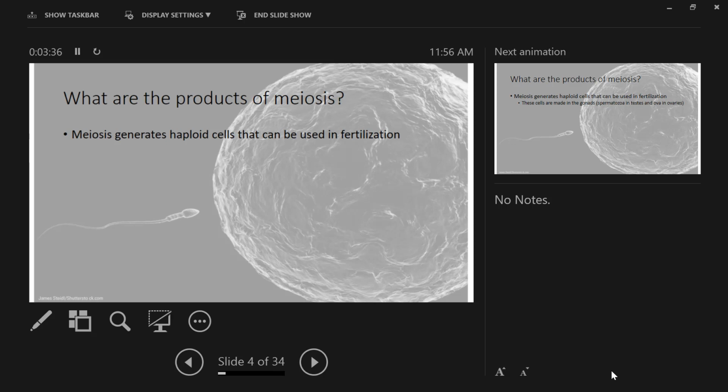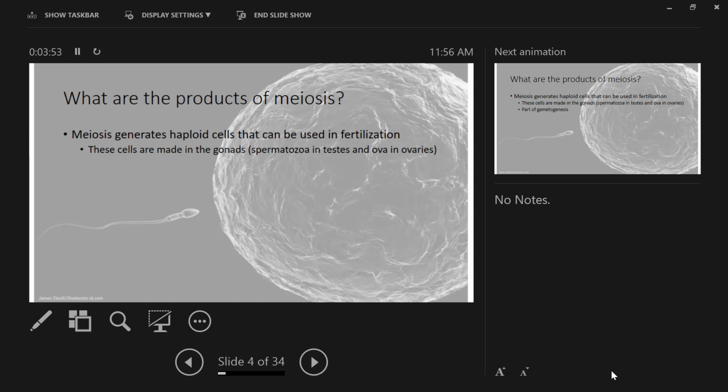That's not good, right? So this process of meiosis generates cells that have a single copy so that when they fuse together, 2 cells with a single copy, you have a cell that has 2 copies of the genome. One that came from one parent and one that came from the other parent.